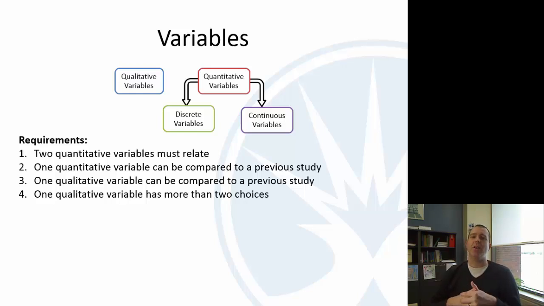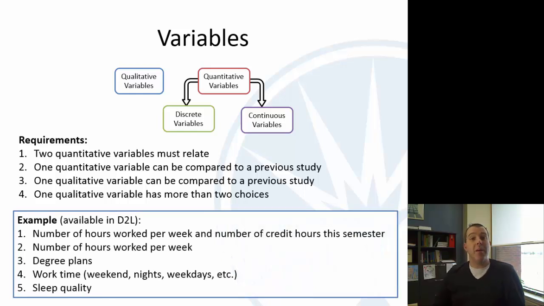The last here, because we're going to be eventually doing some graphs and charts, some pie charts, bar graphs, we want to have a qualitative variable that has more than just 2 bars or more than just 2 parts of a pie. So it has to have more than 2 choices. The only reason why is so it gives us a little more interesting graphs.